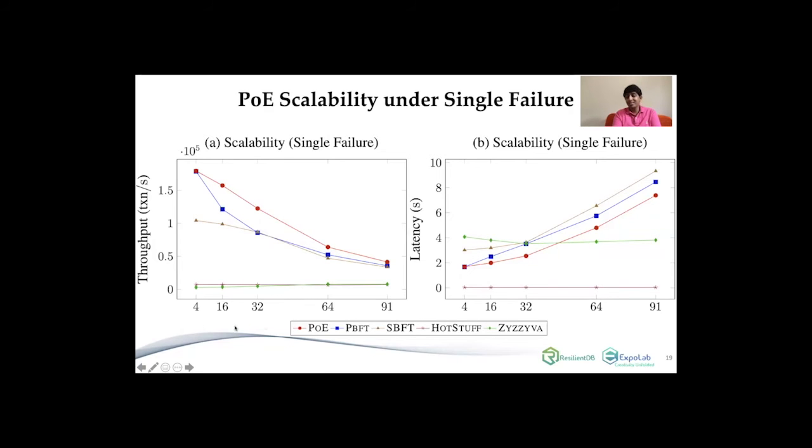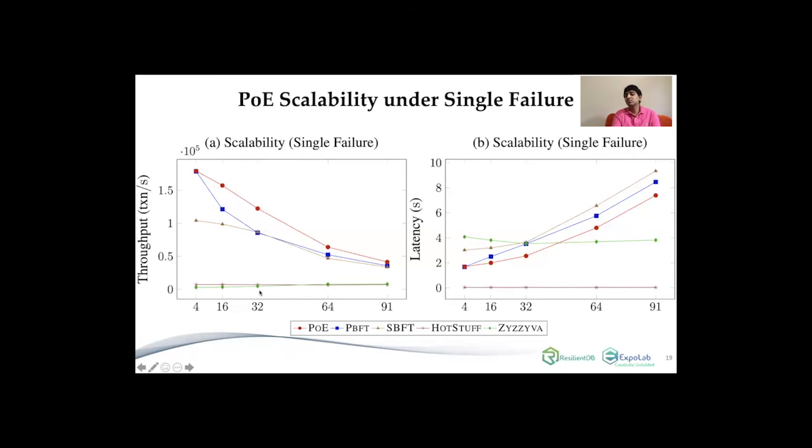So we scale PoE up to 91 replicas. And as you can see, the throughput of SBFT is quite low, and of Zyzzyva and HotStuff is also quite low. First, let's talk about HotStuff. Why is HotStuff performing low? Because, as we said, it enforces sequential processing. Only one primary can propose at any point of time.